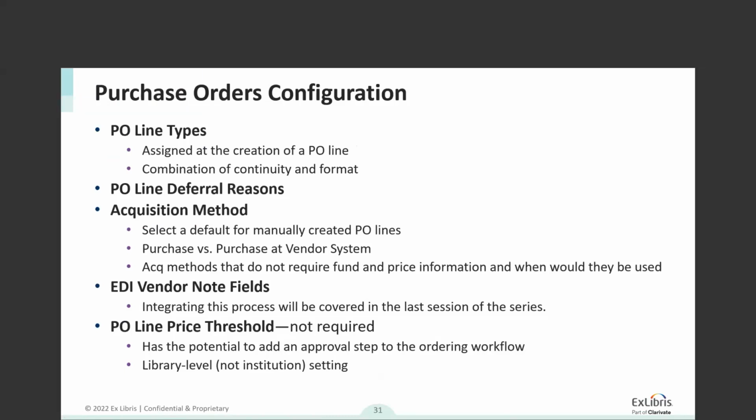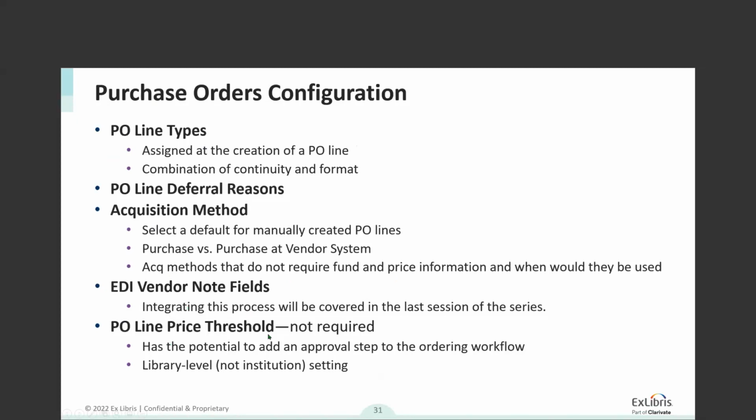We'll talk about that with the 6th session in the series, automating. So if those come in, you're doing the work in one place and the systems are talking to each other, that's purchase at vendor system. There are also acquisition methods that do not require funding and pricing. Gifts is one. There's another one too, technical PLN. We'll talk about those. EDI vendor note field. So again, we'll talk about this at the last session of the series.